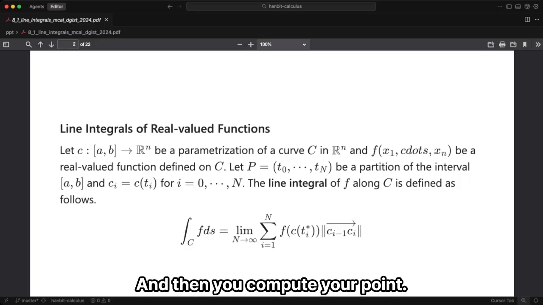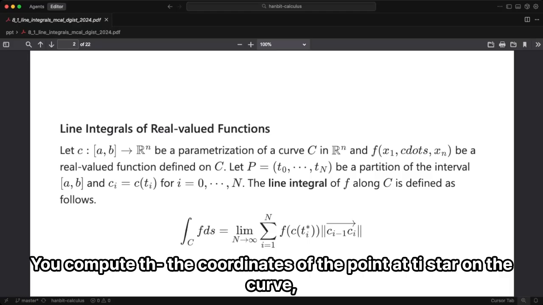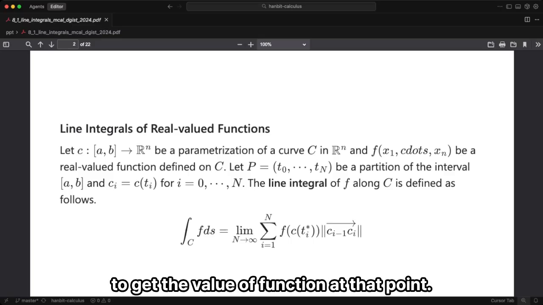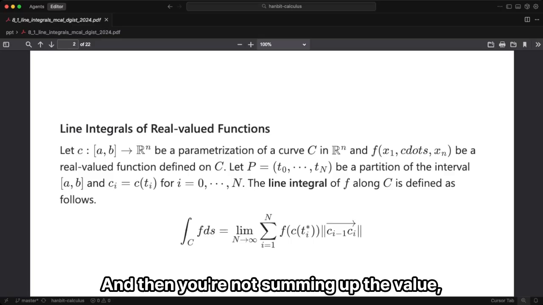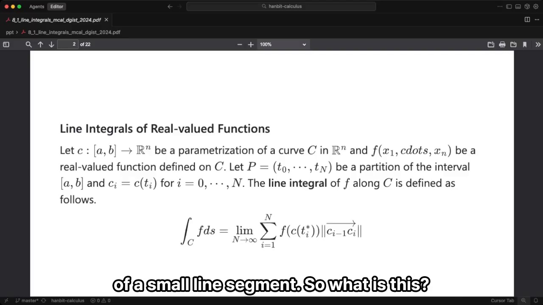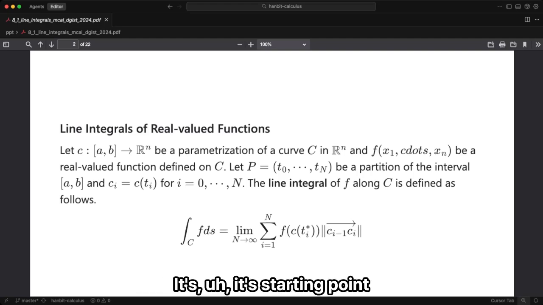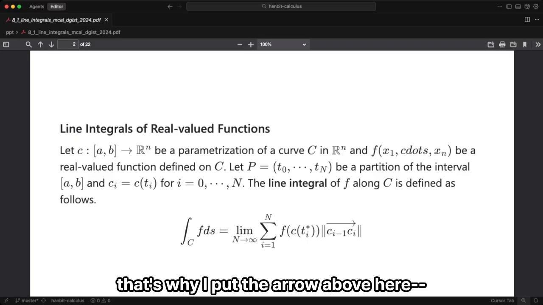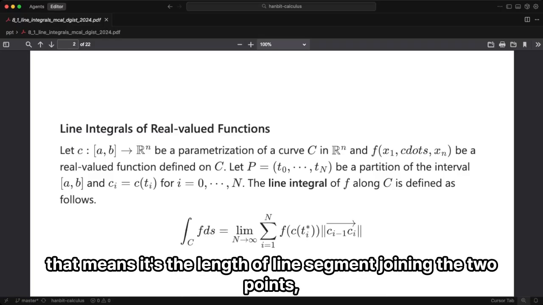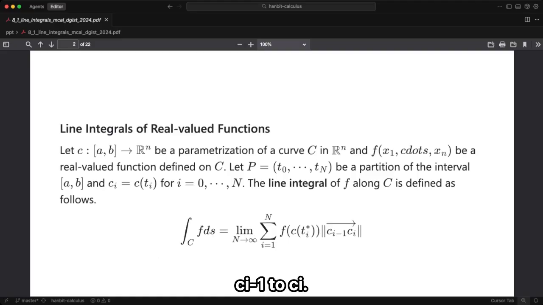And then you compute the coordinates of the point at t_i star on the curve, and you put those coordinates into your function to get the value of the function at that point. Then you're not summing up the values, you're multiplying the value by the length of a small line segment. So what is this? We have two points, c_{i-1} and c_i, the starting point and end point of a vector. If you take the norm of that vector, that is the length of the line segment joining the two points, c_{i-1} to c_i.